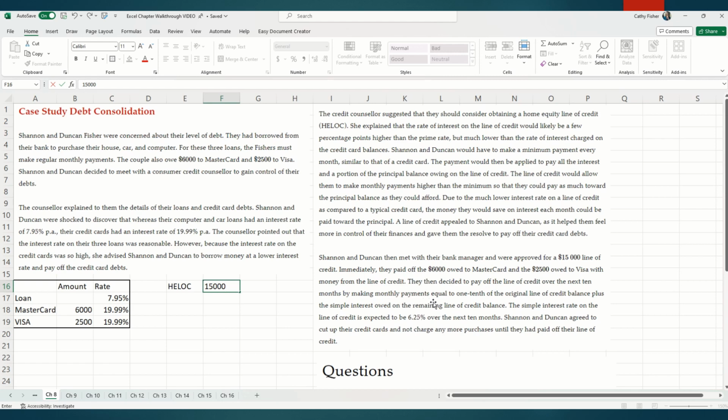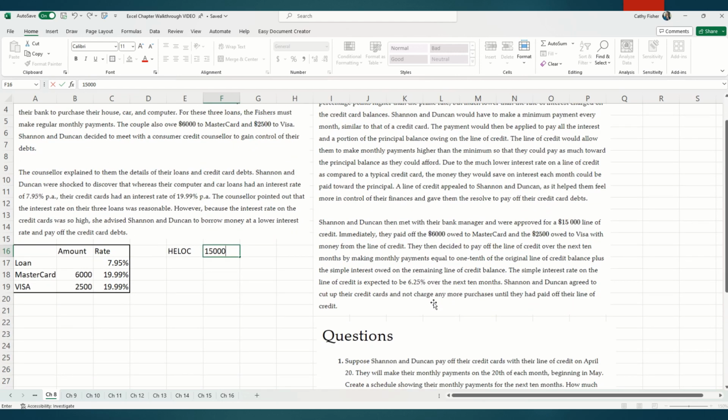by making monthly payments equal to 1/10 of the original credit balance, plus the simple interest owed on the remaining line of credit balance. The simple interest rate on the line of credit is expected to be 6.25%. I haven't quite gotten to paying this off yet, I just want to get the information down there. 6.25% over the next 10 months. They agreed to cut up their credit cards and not charge any more purchases until they paid off their line of credit. I haven't answered any questions, I'm sort of just setting this up.